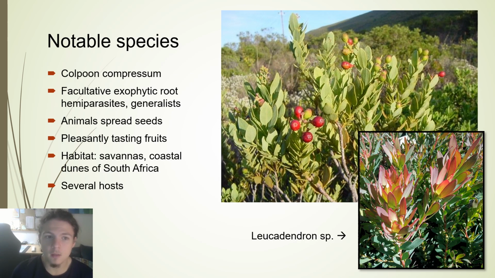Colpon compressum is an exophytic root hemiparasite, which occasionally parasitizes on some of its surrounding flora. For example, the species of Leucadendron are possible hosts for this facultative parasite. It grows these very pleasantly tasting fruits and makes it a staple of the locals in their diet, and also allows its seeds to be spread by animals. Its main habitats are savannas and the coastal dunes of South Africa. Interestingly, it can also be parasitized by some species of mistletoe.